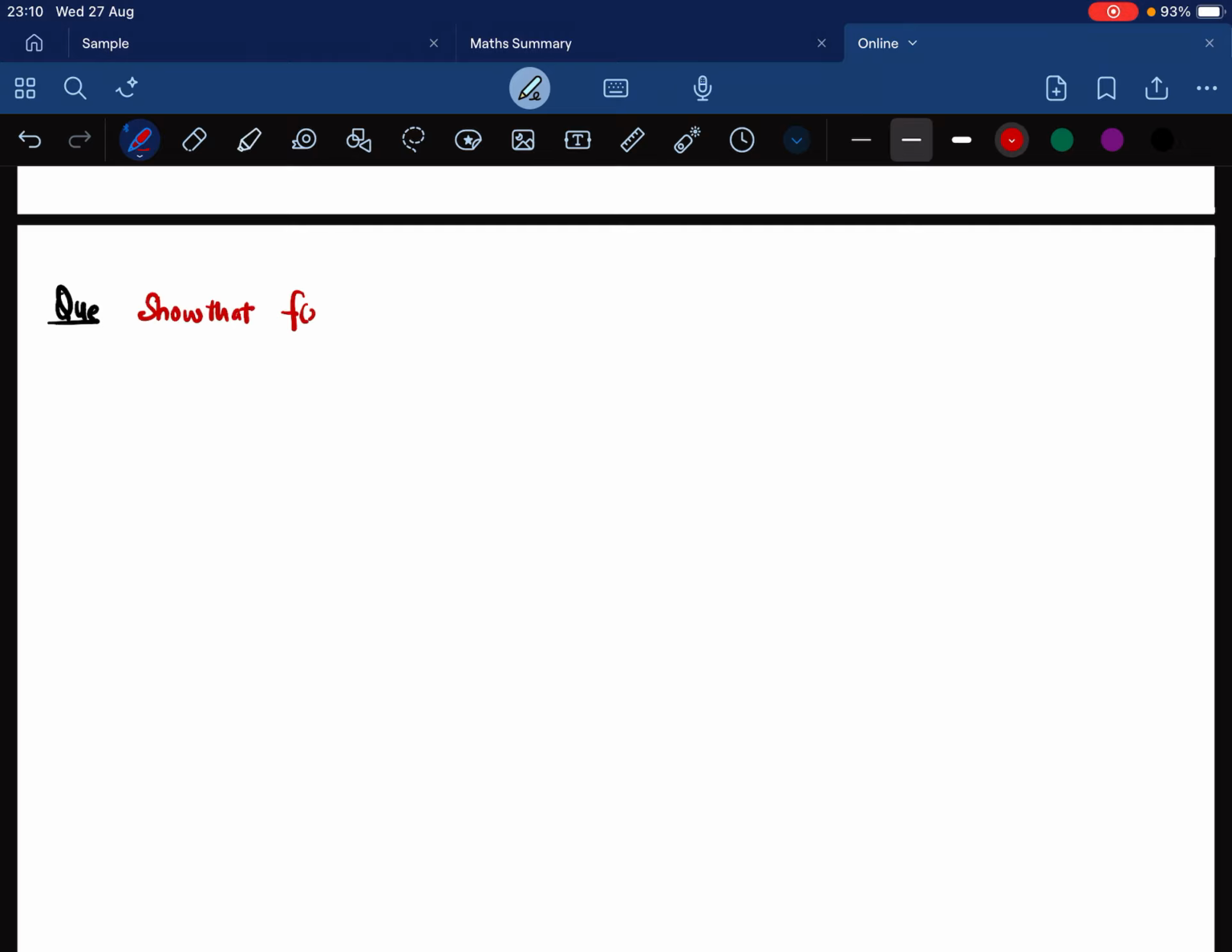Again, a question is there. Show that the function f(x) = |x - 2| is continuous but not differentiable at x = 2.